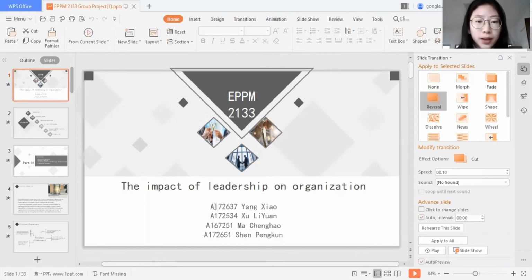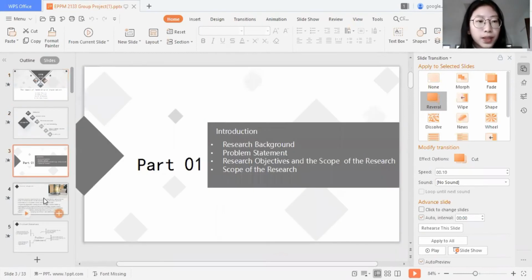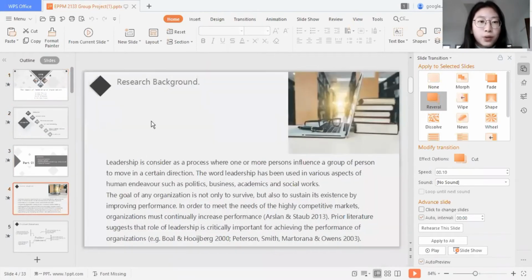My matric number is A172637. Firstly, let me do the introduction. The first one is the research background.